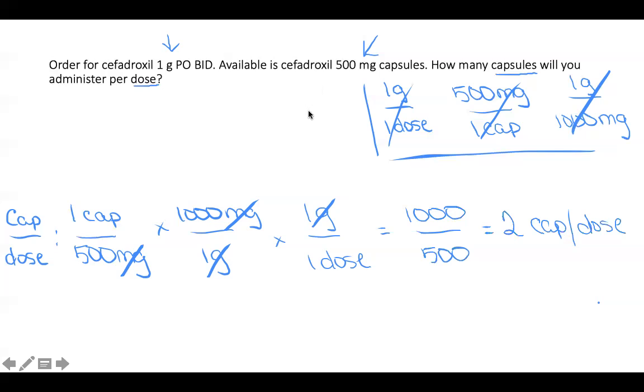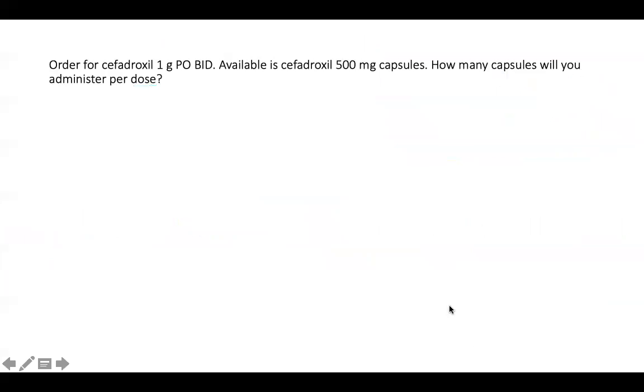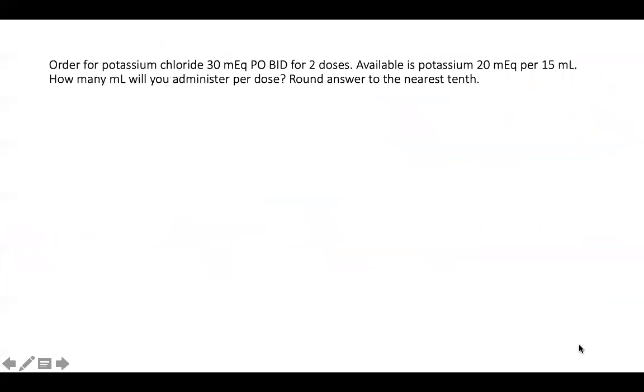All right, let's do another one. Let me clear this one. Okay, let's look at this one. This problem states you have an order for potassium chloride, 30 milliequivalents, PO BID, for 2 doses. Available is potassium 20 milliequivalents per 15 milliliters. How many milliliters will you administer per dose? Round your answer to the nearest tenth.